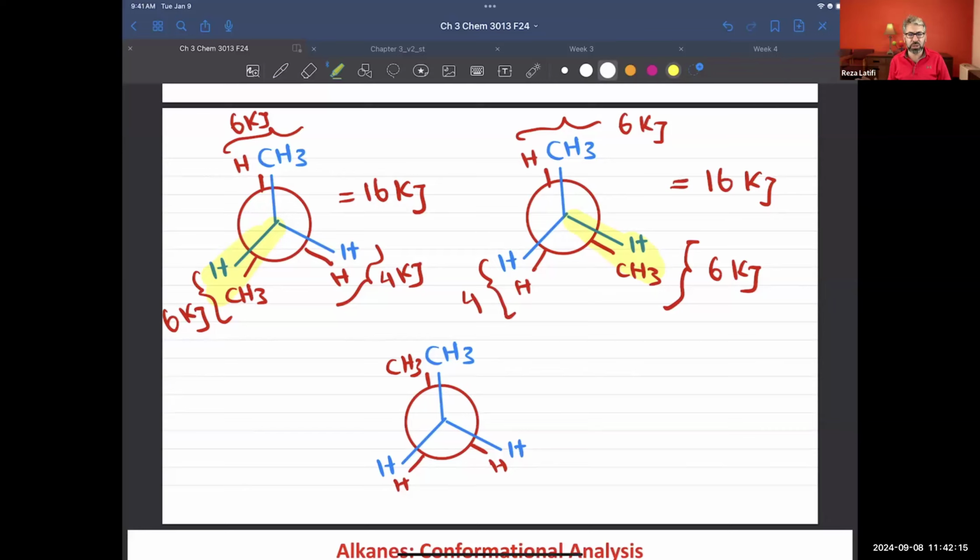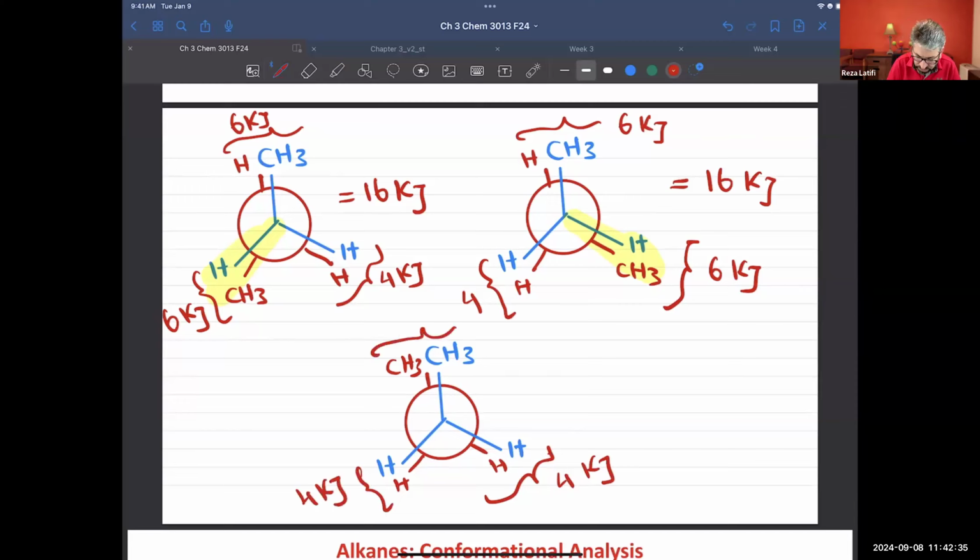So I will get two eclipse positions. They have exactly the same energy. The only difference between them is the position of the methyl group, from right it will go to the left side. And how about here? This one is going to cost us 4 kilojoule. That one also 4 kilojoule.